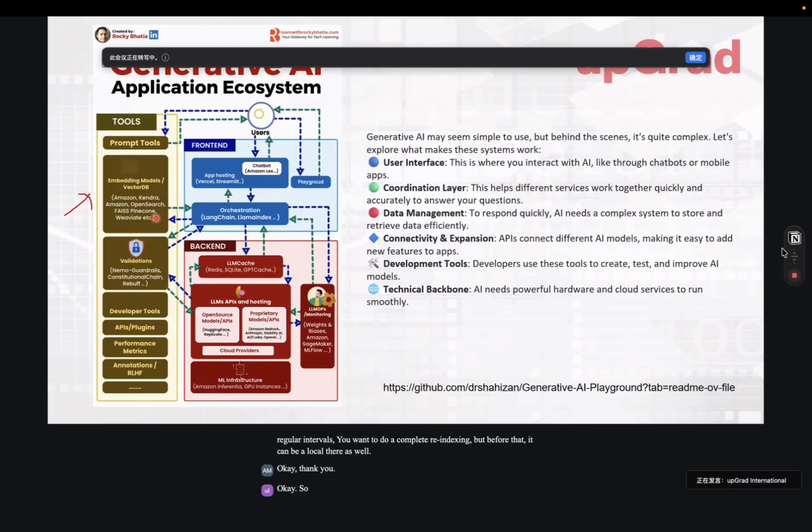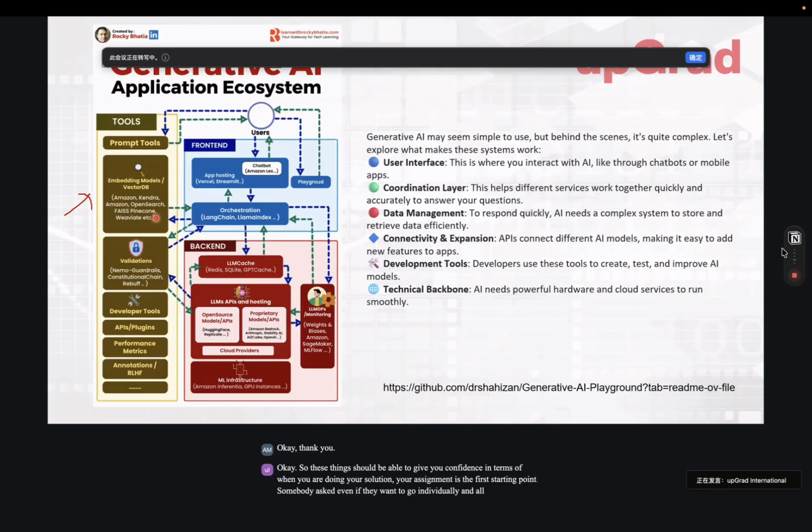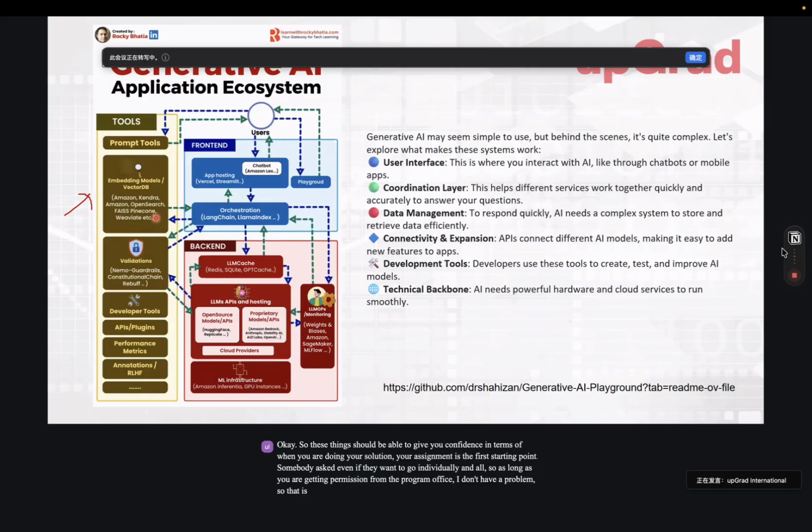So these things should be able to give you confidence when you are doing your solution. The assignment is the first starting point. Somebody asked if they can go individually. As long as you are getting permission from the program office, I don't have a problem. That is one I just recollected.